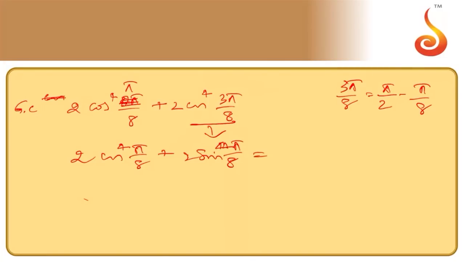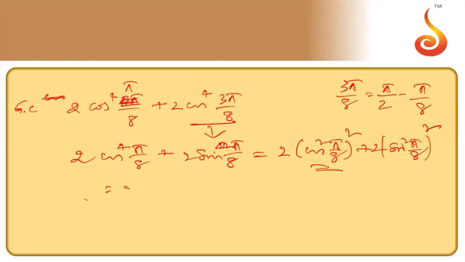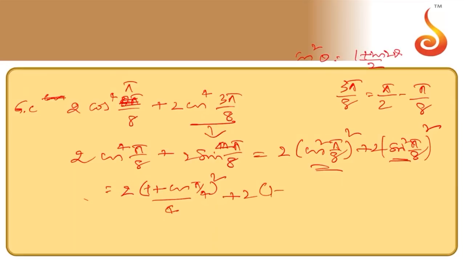So that can be replaced, in simplified form, as (cos square pi by 8) whole square plus 2 times (sine square pi by 8) taken whole square. And that is equal to, this is 2 times cos square theta. We know the formula, cos square theta can be written as (1 plus cos 2 theta) by 2. Using that formula, this can be written as (cos pi by 4) whole square by 4 plus 2 times, of sine square theta, which is nothing but 1 minus cos square pi by 4.